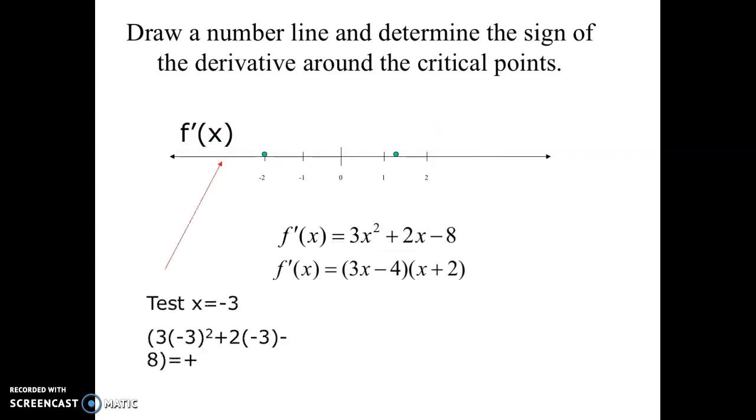So I found my critical points. I tested over here. I picked a number -3. I put -3 into the derivative and I found a positive value. So that tells me in this region I have a positive first derivative. Then I tested in this region between -2 and 4/3. 0 is the easiest there. I put 0 into the first derivative and I got a negative value.